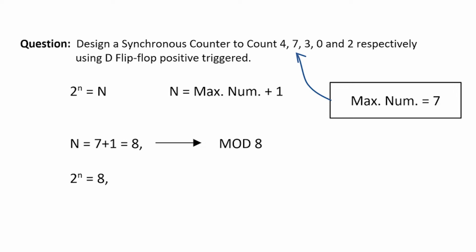From the formula, 2 to the power of n is equal to 8. Then, we use log 8 divided by log 2. Then we get 3. So, the answer is 3 bits, equivalent to 3 flip-flops.